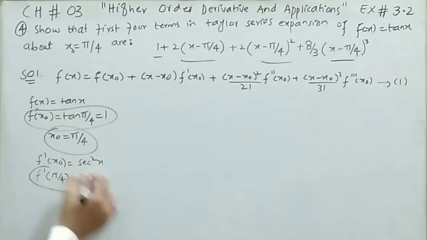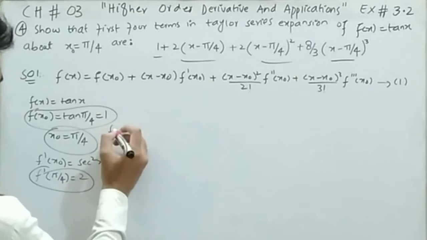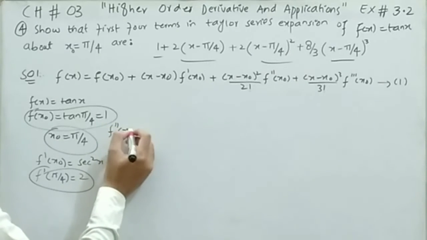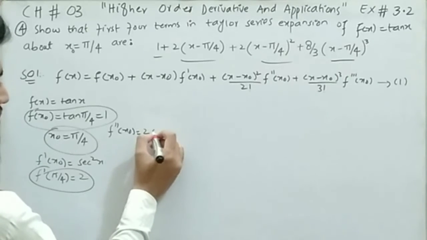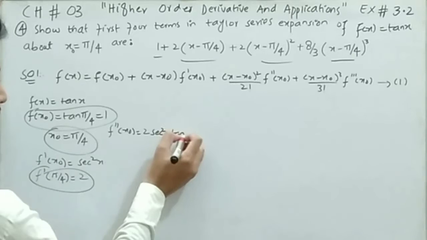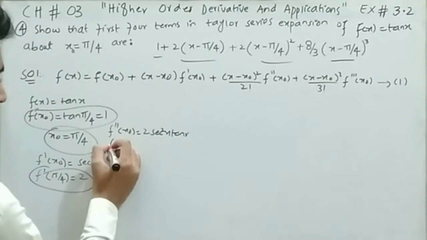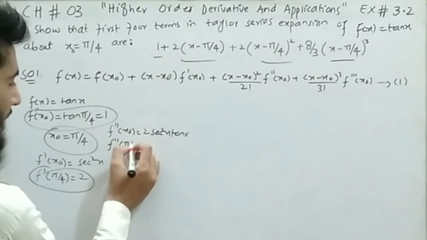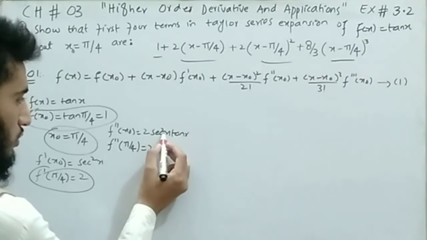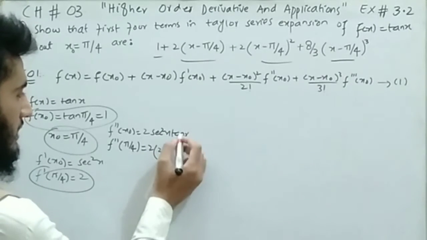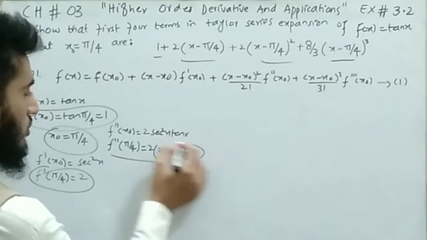After this, again differentiate f prime of x. It will give us f double prime of x, taking the derivative of secant square x, which gives us 2 into secant square x tangent x. First we use the generalized power rule, then again we differentiate secant x, which gives secant x tangent x. Now at pi by 4, f double prime of pi by 4 will give us 2 into secant pi by 4, which is under root 2, and under root 2 whole square gives us a value 2, and tangent pi by 4 gives us 1. So the required f double prime of pi by 4 is equal to 4.